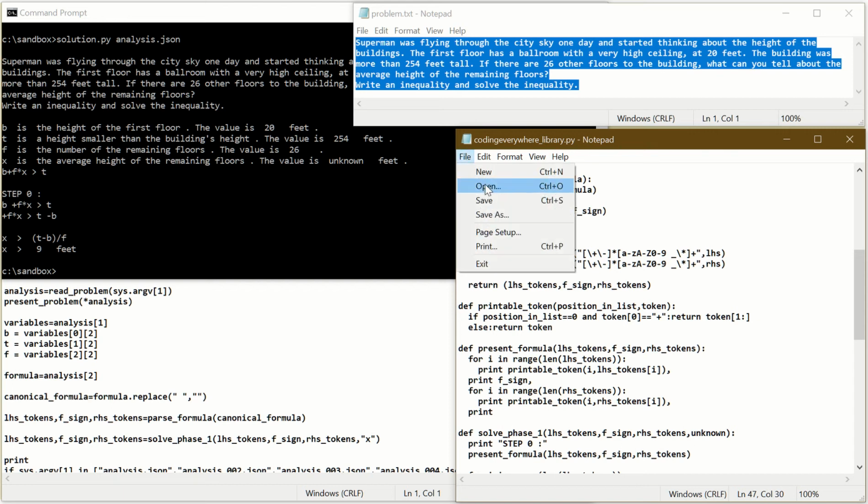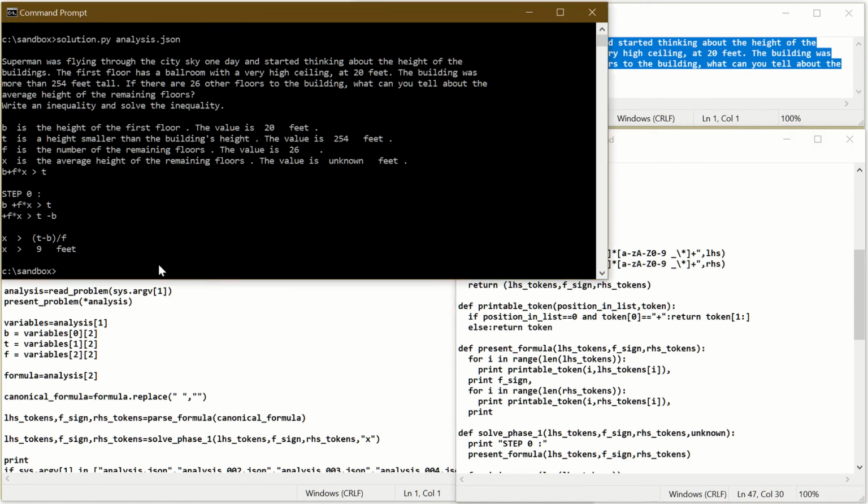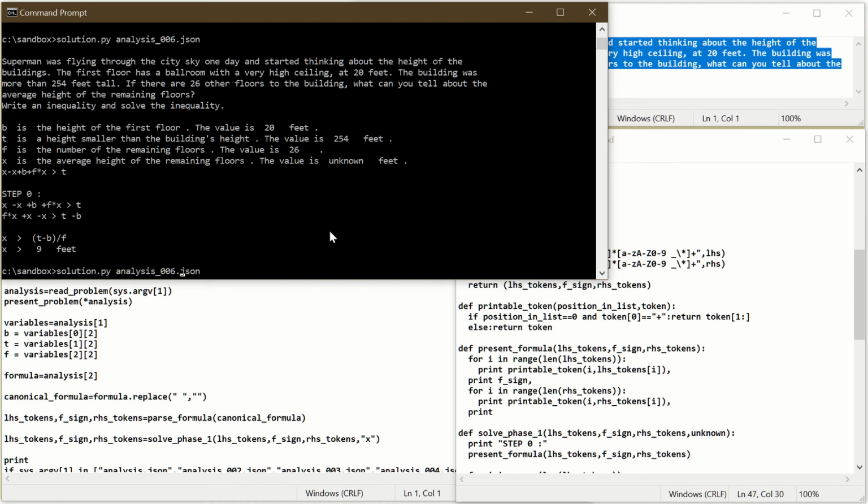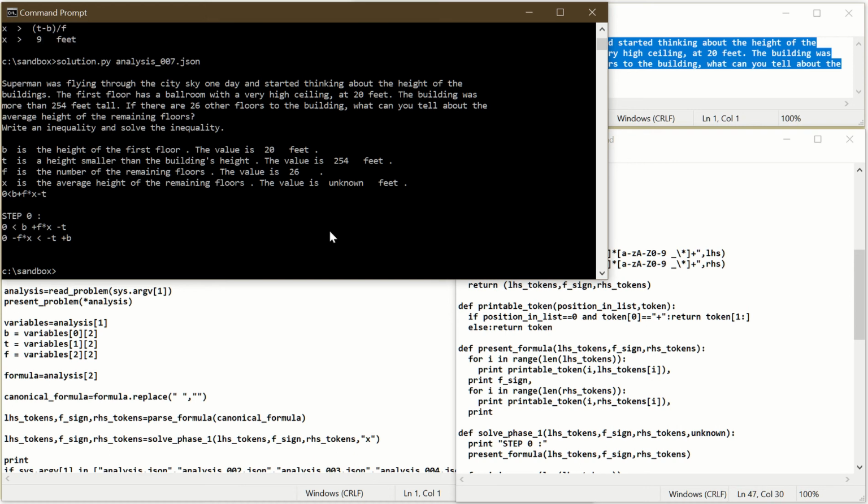I will save this file and run all 7 tests. Okay, so first test passed. Second test passed. Third test passed as well. Fourth test passed. Fifth test also passed. Sixth test passed. And seventh test, let's see, passed as well. Okay, so we fixed the issue.